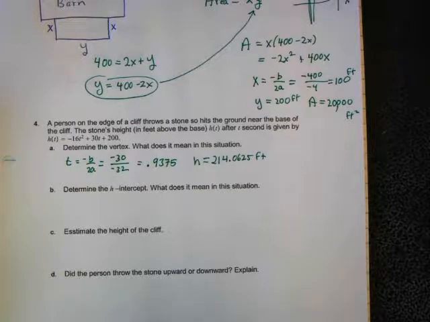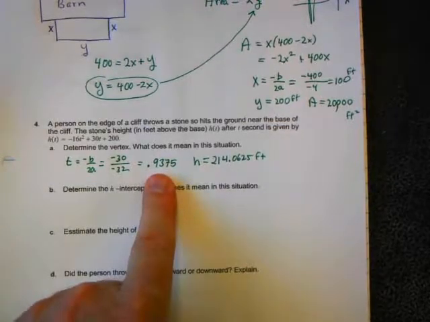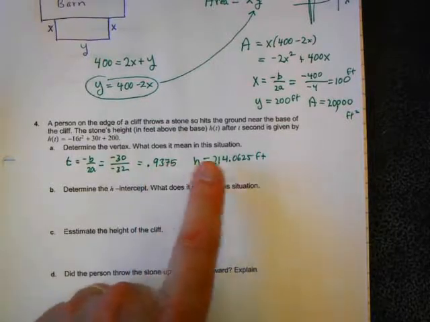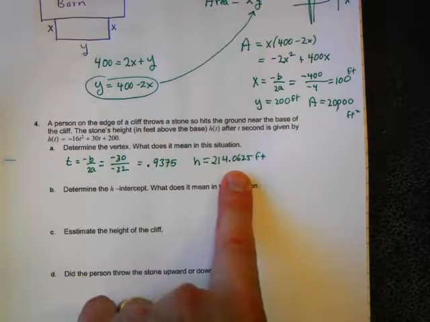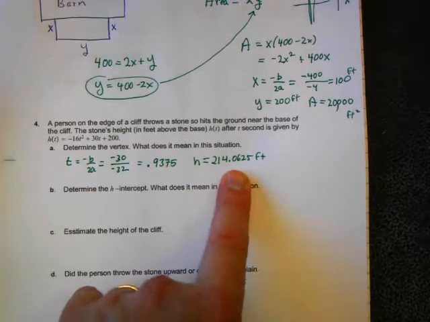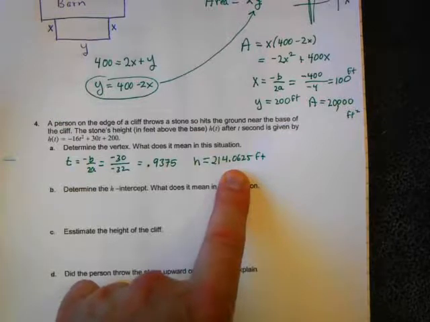What does it mean in this situation? After 0.9375 seconds, the rock was at 214.0625 feet, and that's the highest point the rock ever reaches. When it hits the ground, the lowest it ever reaches is 0. That's when it hits the ground.